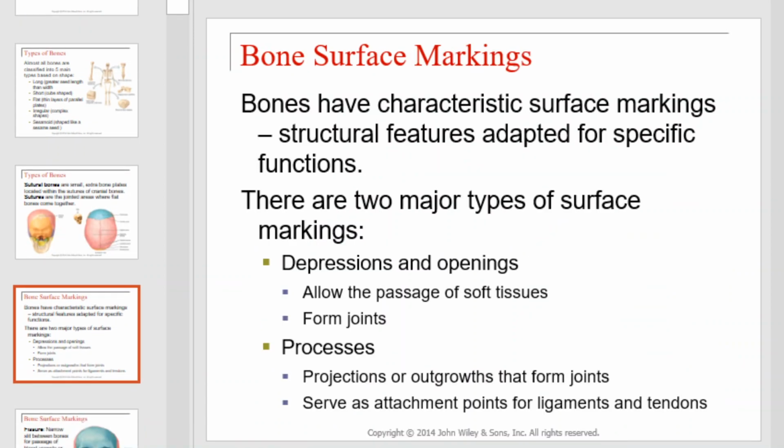Bone surface markings. Bones have characteristic surface markings. These are structural features adapted for specific functions. There are 2 major types of surface markings: depressions and openings, and processes. Depressions and openings allow the passage of soft tissue and form joints, while processes are projections or outgrowths that also participate in the formation of a joint and serve as attachment points for ligaments and tendons.